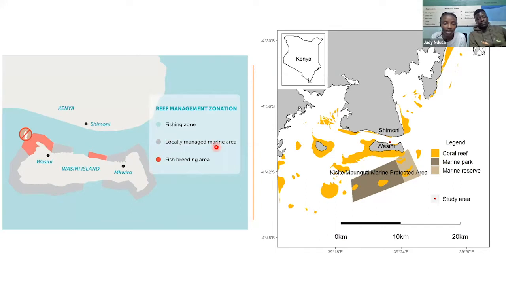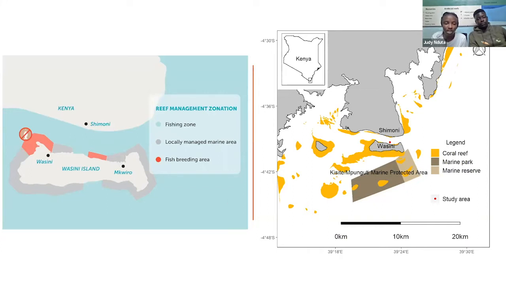And then we have the locally managed area. So this area is co-managed between us and the Mkwiro BMU. So Mkwiro is the village right across us. So we co-manage this area, and this is where we put our structures. And this red part is showing the fish breeding area. So we have agreed with the community and the fishermen around this area not to fish in this area, to allow the fish abundance and the populations to increase in this area.